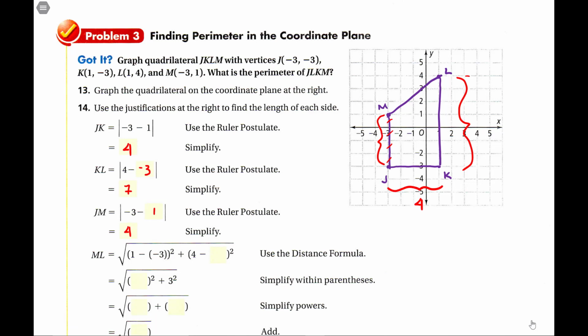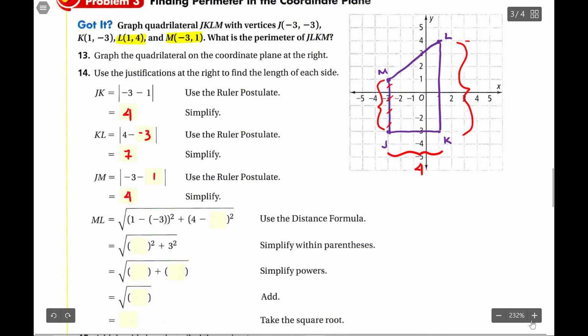For M to L, we're going to have to apply the distance formula because this line is on a slope. So we're going to use the vertex coordinates for each point. And let me highlight those up here. There's M and there's L. And those are the 2 points that we're looking at for this next portion.